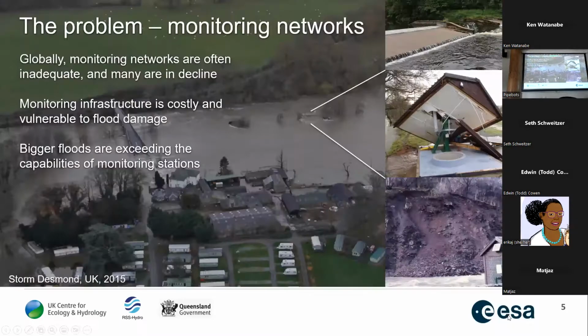Next slide. So to look a bit more closely at that, globally, monitoring networks are often inadequate and frequently, surprisingly, to me anyway, in decline, even at this stage in our civilization. Monitoring infrastructure is costly and can be damaged by floods. What you can see here is a gauging station in the northwest of England, not very far from here, that was badly damaged by Storm Desmond in 2015. So there was a cableway across the river, and the other problem here, most of the flow was actually going around the back of the hut during the flood.